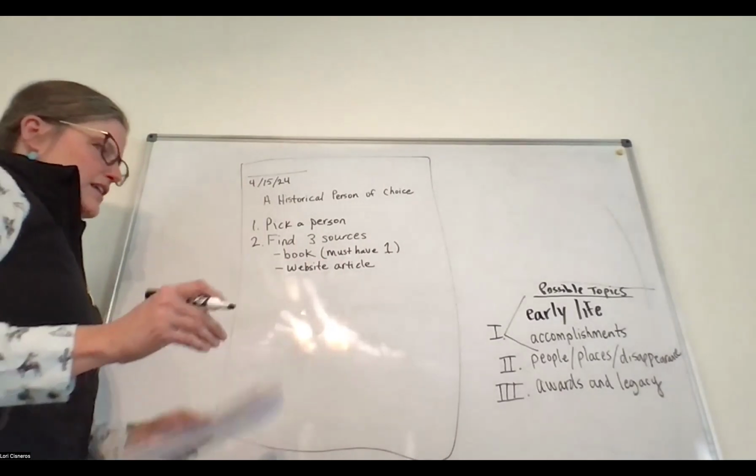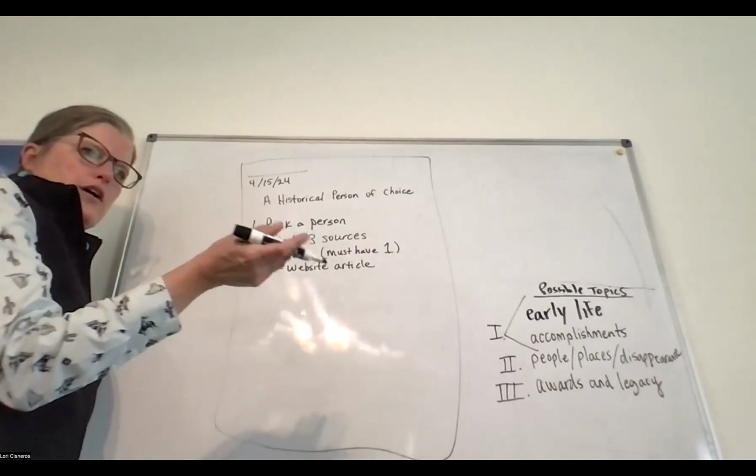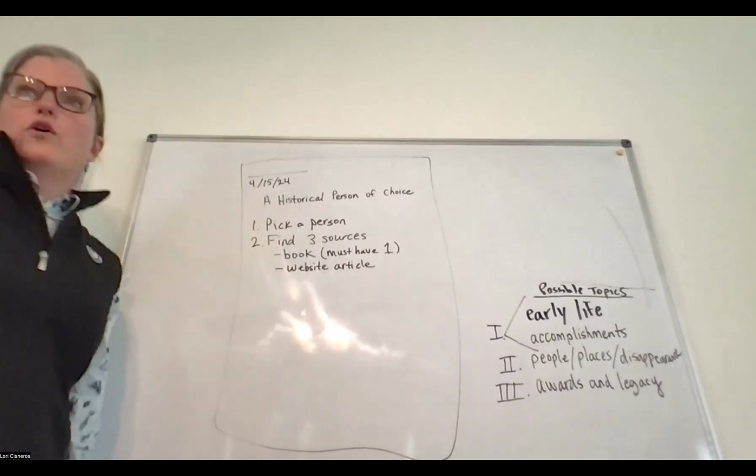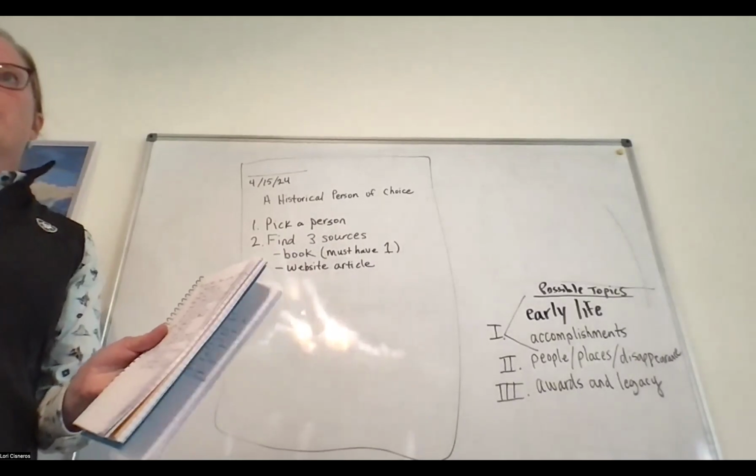I said you must have a book. Go to the library. Website or article, yes, you have to go to the library, or if you have a book at home. That's why I'm telling you now, so that you have the whole week to tell your parents. Make sure you tell them sooner than later that you need to get a book from the library.